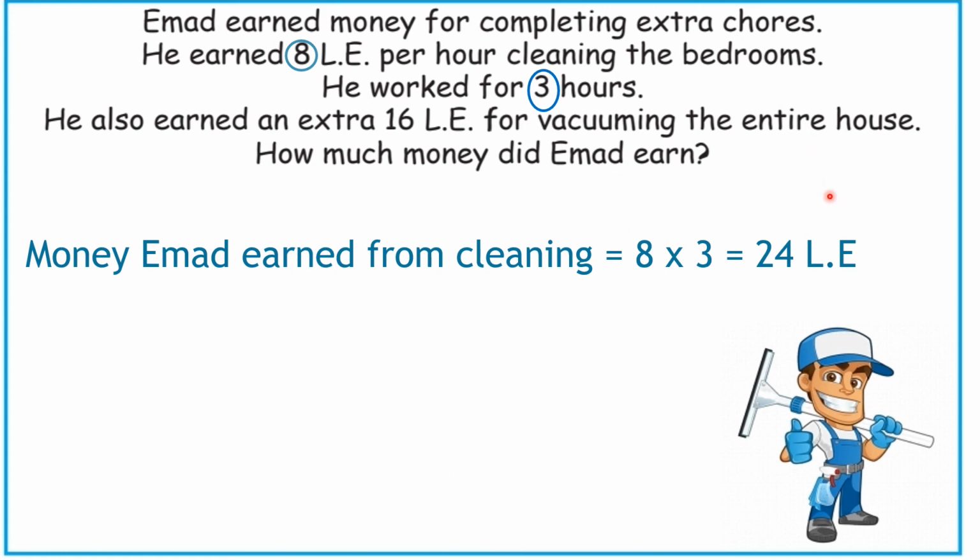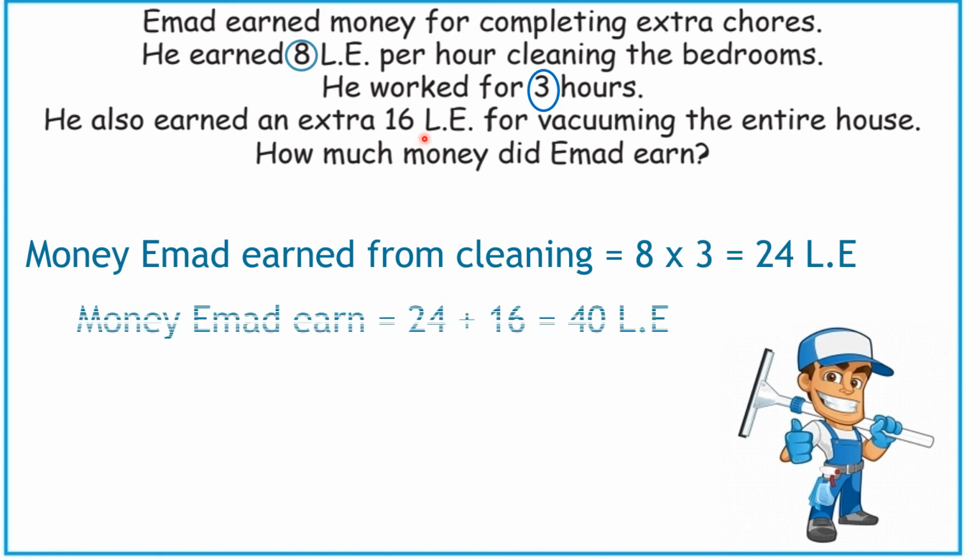The next step we have here, the money he earned from the vacuuming was 16 LE. So the money he earned in all is 24 and 16. So the money he earned is 24 plus 16 will be 40 LE.